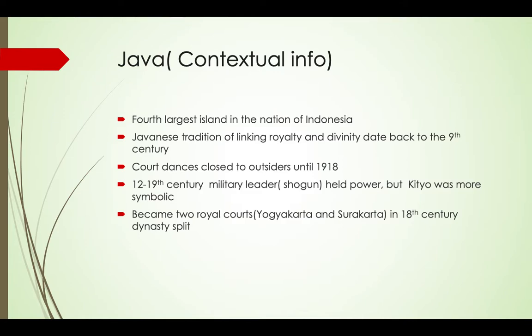Now, I also want to note that not all, well, we'll leave it there. So we'll stick with that. Stay with this connection between royalty and divinity in Javanese culture, dating back as far as the 9th century. But it wasn't until many centuries later, in 1918, that outsiders were privy to court dance.